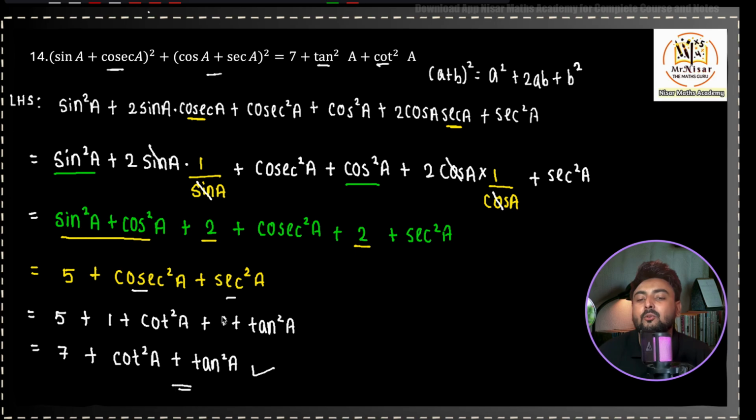Okay, very easy question it was. This is 1 and this is also 1. I hope it is quite clear to you. What we did: we know that cosec square A is 1 plus cot square A and sec square A is 1 plus tan square A. So 5 plus 1 plus 1 becomes 7, 7 plus cot square A plus tan square A. Let's go for the next question.